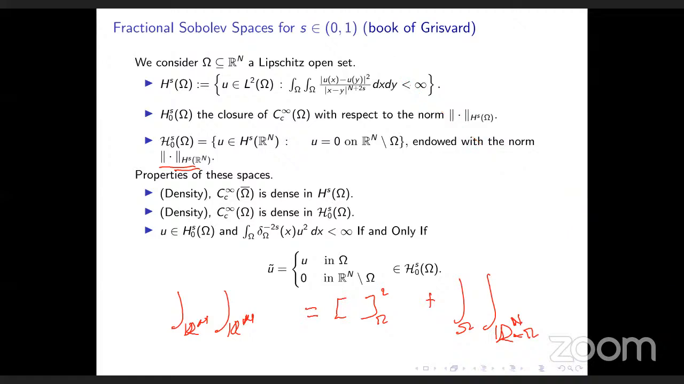I don't know why something is electricity. I think my hand has some electricity. Okay, so let me stop.